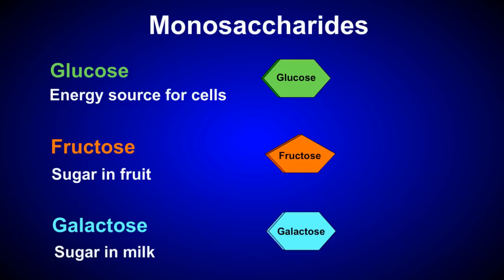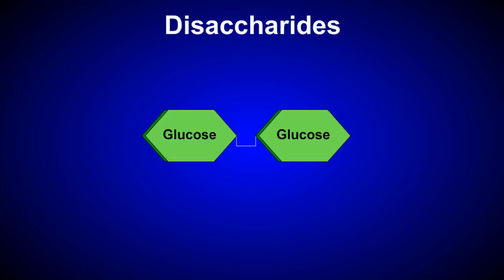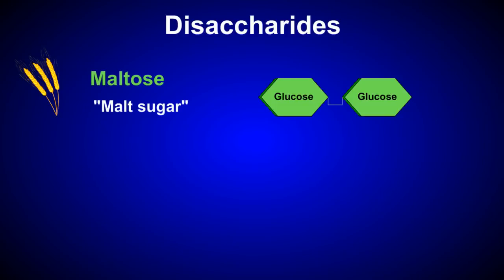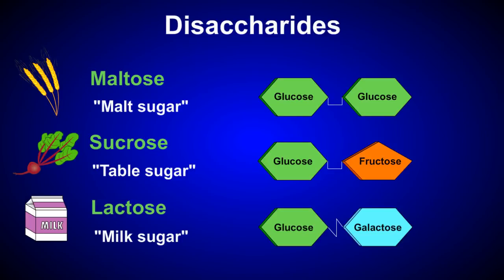All of these monosaccharides are 6 carbon sugars with the chemical formula C6H12O6. They can be depicted chemically as either straight chains or rings. Disaccharides are formed when monosaccharides are joined together through dehydration reactions, forming what are called glycosidic linkages. Common disaccharides include maltose, which is made up of 2 glucose molecules, sucrose, also known as table sugar, which is made up of glucose and fructose, and lactose, or milk sugar, which contains glucose and galactose.